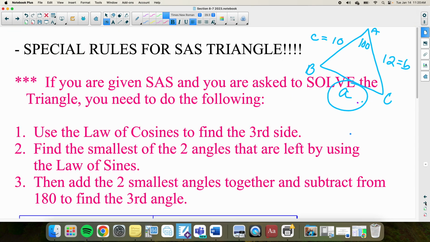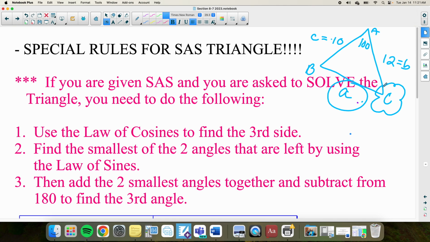Okay? Then, once you know this, you have two angles that are left. Law of sines, you could have done in any order. With law of cosines, you have to do the smallest of the two first. How do I know which one's smaller? The one that is across from the 12 or the one that is across from the 10? 10, right? The smaller angle is going to be across from the smaller side. B is across from a 12, C is across from a 10, so we find angle C next.